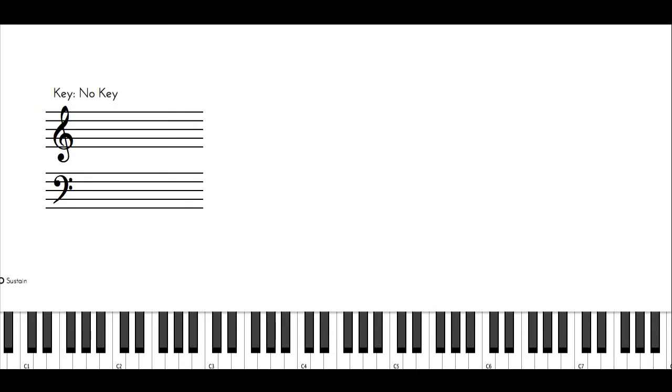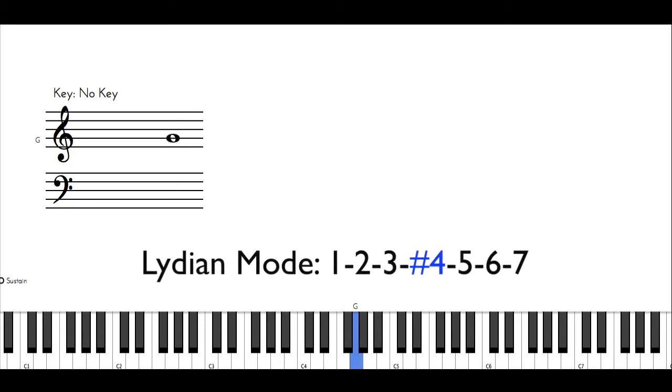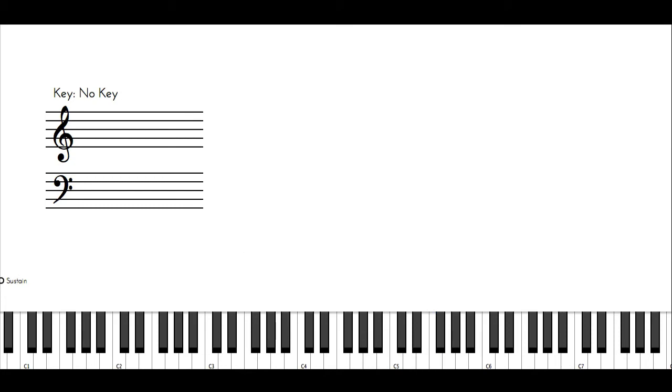So when I compare the F major scale to the F Lydian scale or F Lydian mode, I'll just give you the formula. The formula would be 1, 2, 3, sharp 4, 5, 6, 7, back to the 1. Again, I'm using the sharp 4 because I'm comparing it to the major scale, F major.